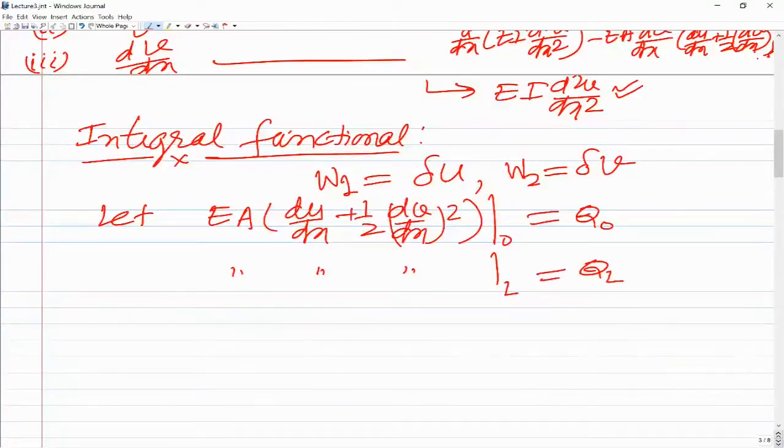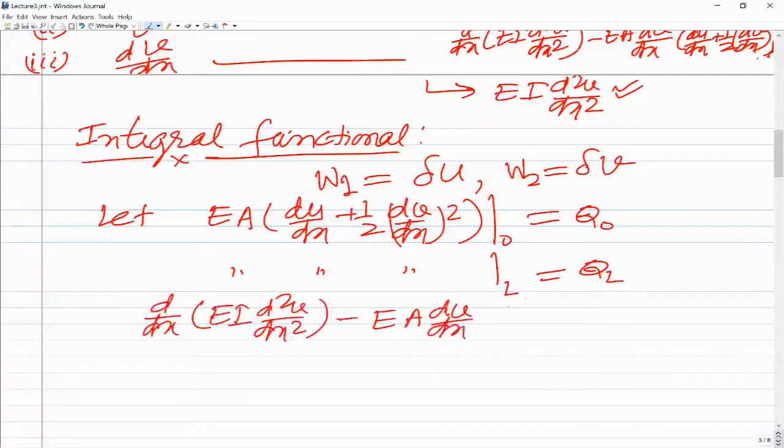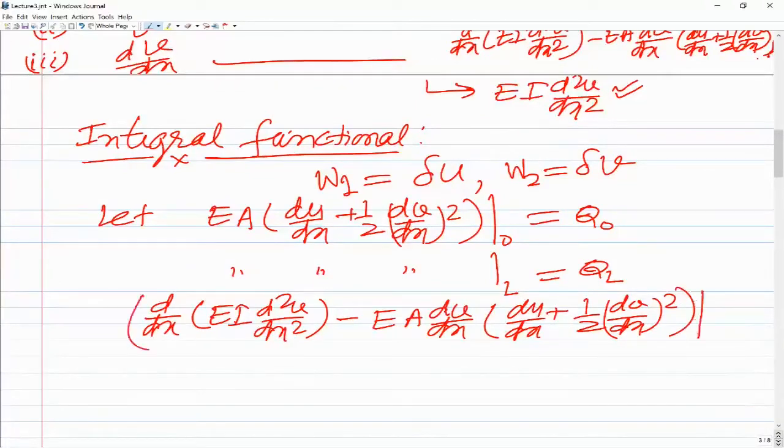And then we also have the shear forces. So shear force is, let us say, d by dx of EI d2v by dx square. That's a secondary variable corresponding to v, minus CA into dv by dx into du by dx plus half of dv by dx whole square, and this is the whole term.